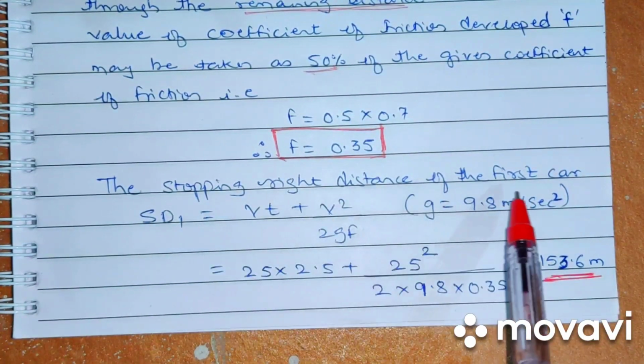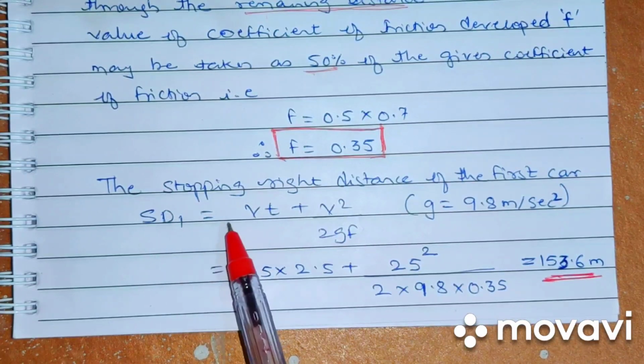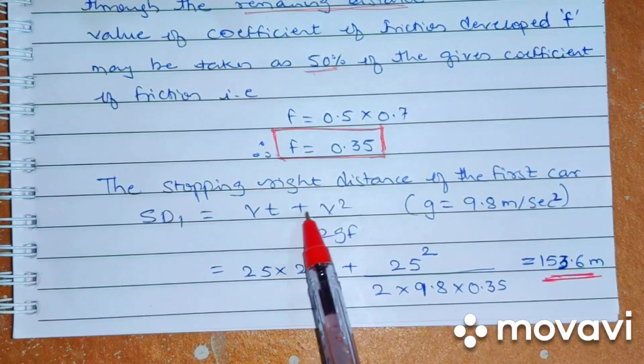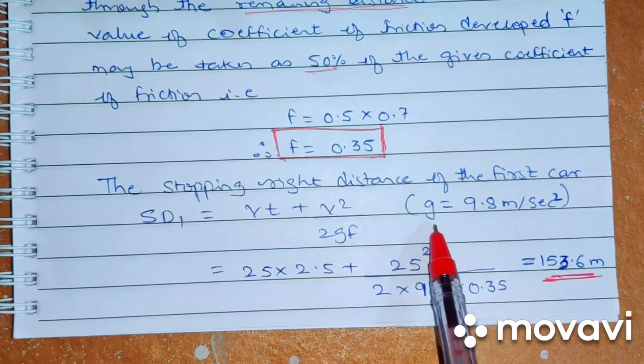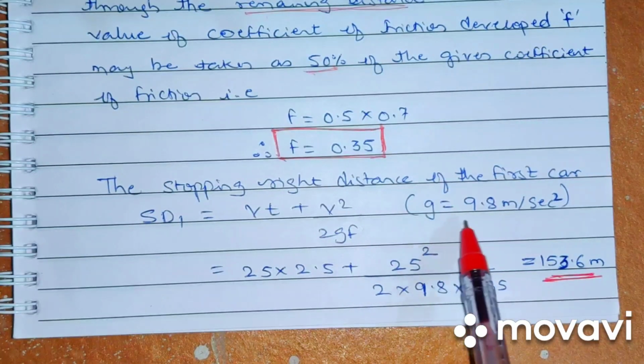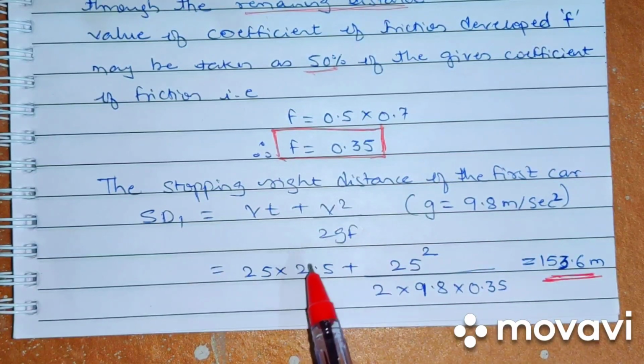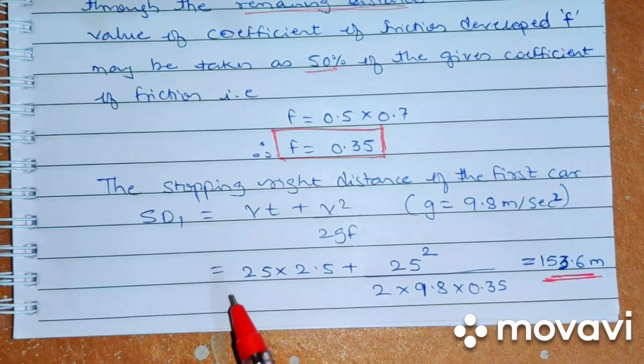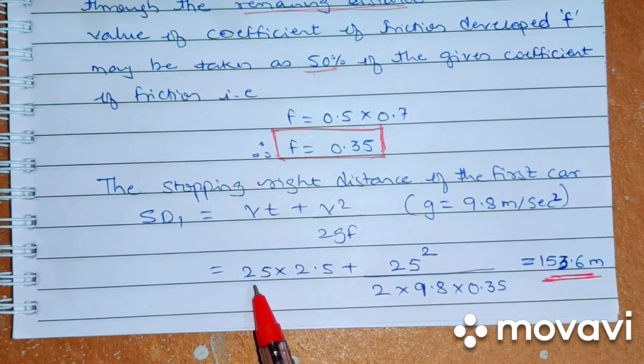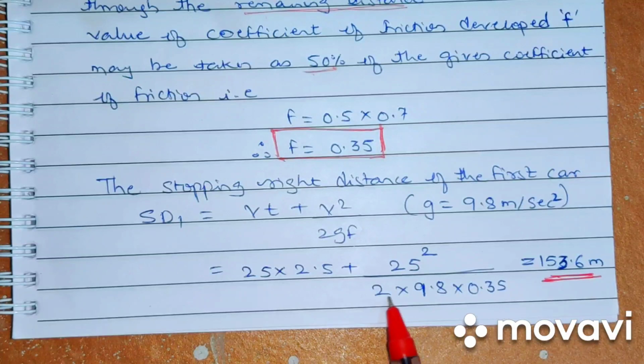Now the stopping sight distance for the first car, SD1, will be equal to V times reaction time t plus v square upon 2gf, where g is acceleration due to gravity, 9.8 meters per second square. Substituting the values for car 1, V is 25, reaction time t is 2.5, plus 25 square upon 2 into 9.8 multiplied by 0.35. The stopping sight distance for car 1 is 153.6 meters.